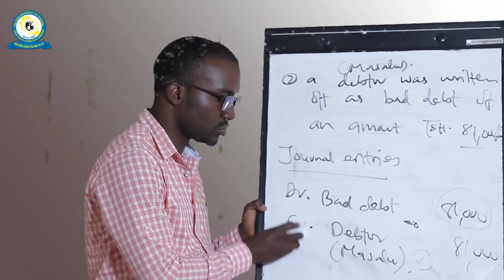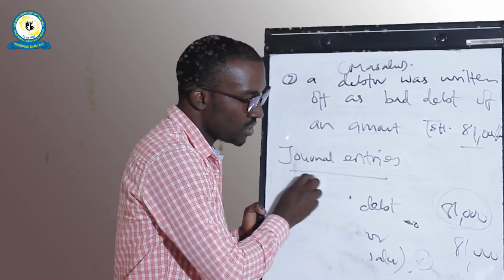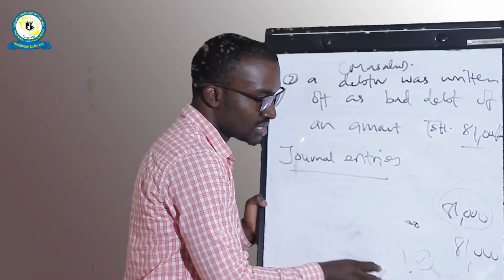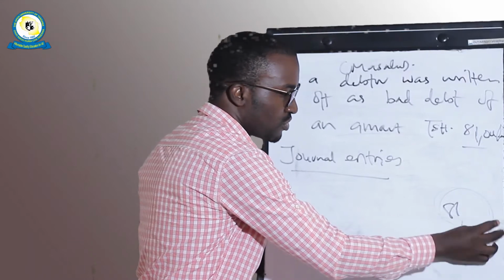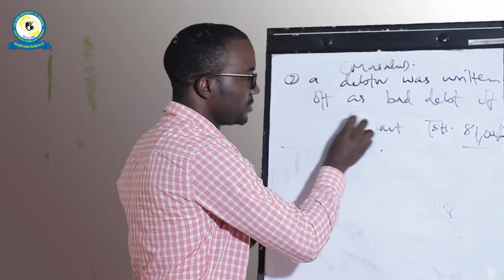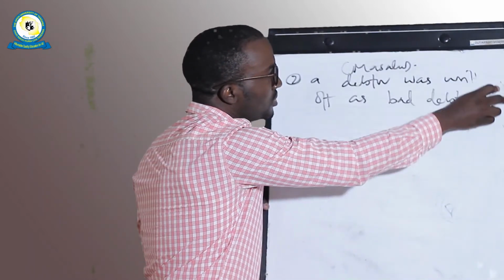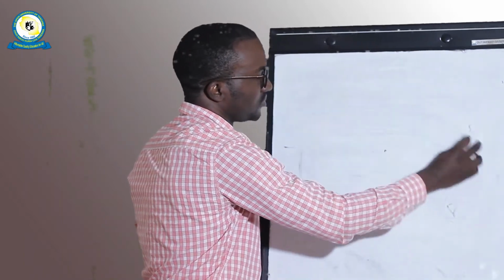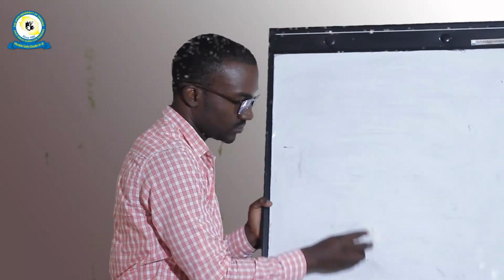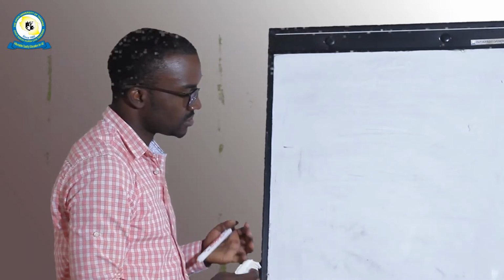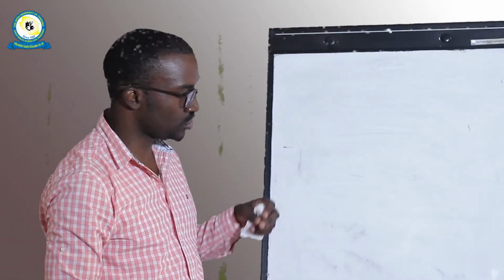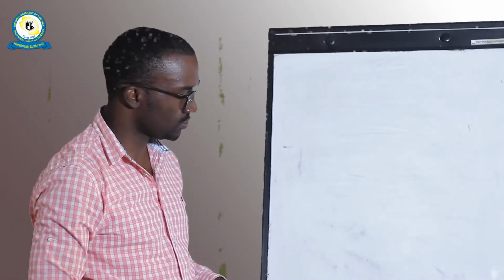You'll understand when you go into knowledge area 4, whereby there is an element of provisions there. You'll be able to understand these elements. Okay. Now, that is how the journal entries were supposed to be written.